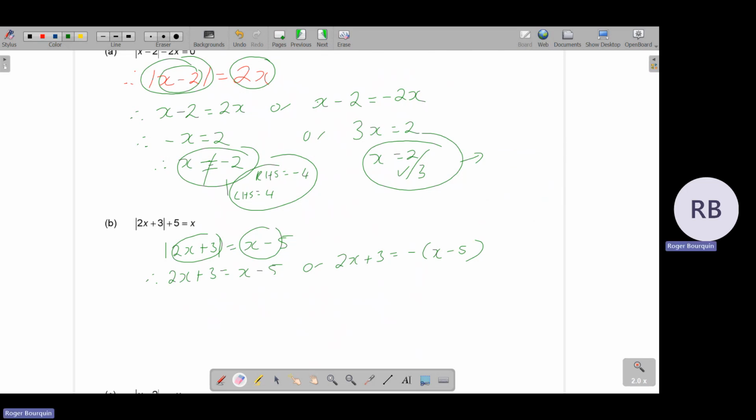Right, so now I'm going to solve both of those separately, and then what do you have to go do? X is outside the absolute value, so you have to go check. Okay, that doesn't work.